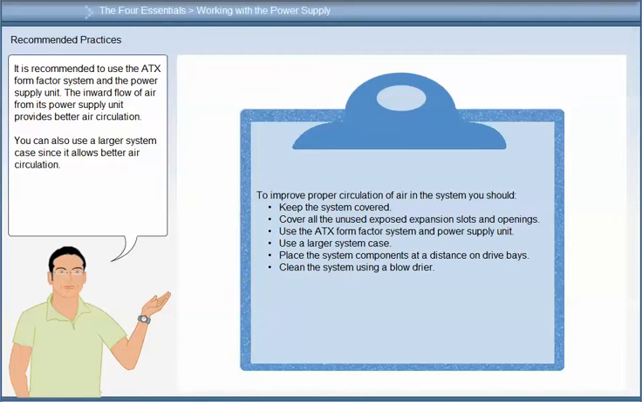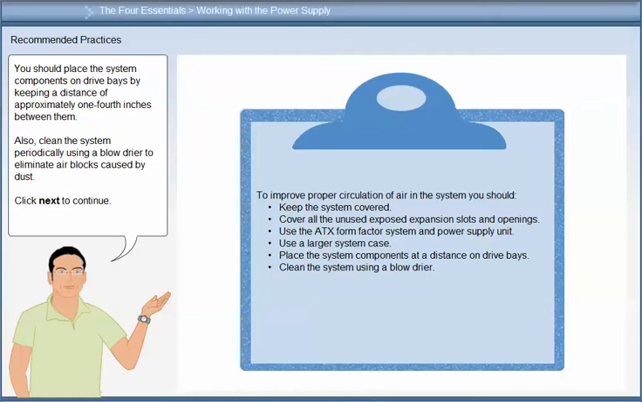It is recommended to use the ATX form factor system and the power supply unit. The inward flow of air from its power supply unit provides better air circulation. You can also use a larger system case since it allows better air circulation. You should place the system components on drive bays by keeping a distance of approximately 1/4 inches between them. Also, clean the system periodically using a blow dryer to eliminate air blocks caused by dust.